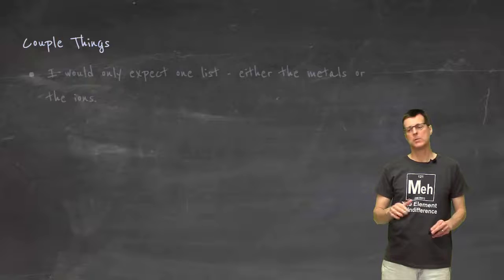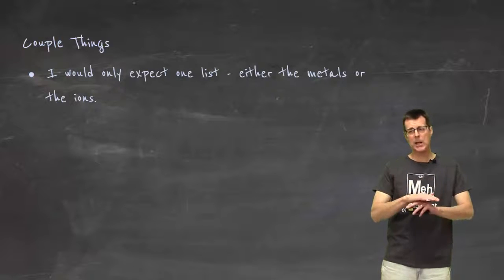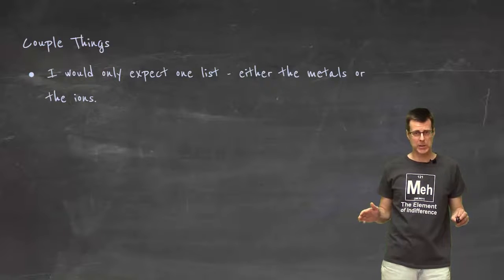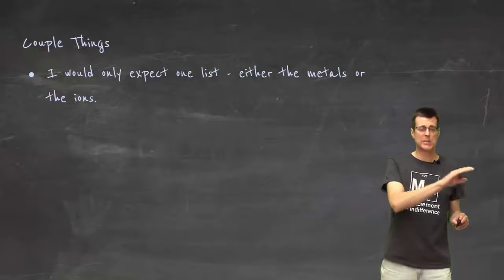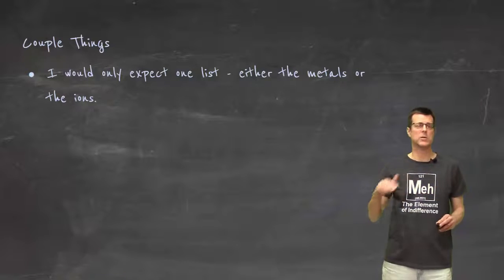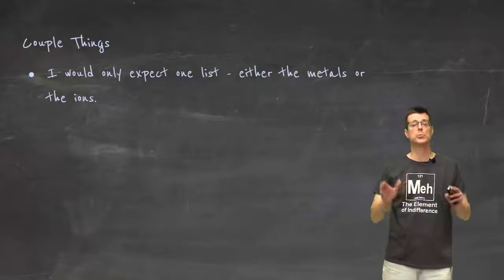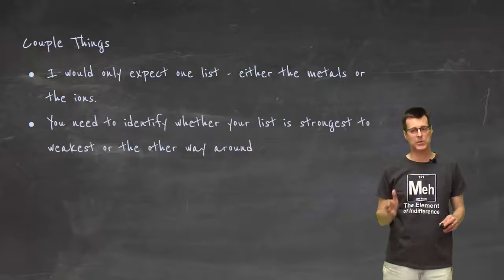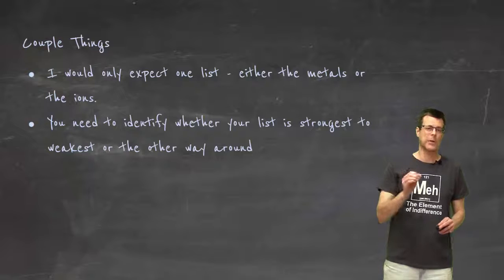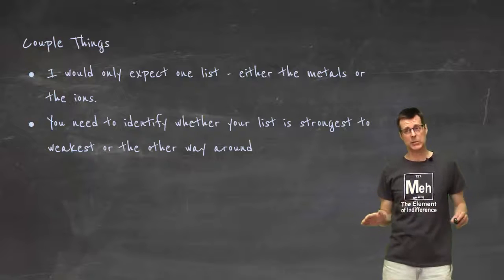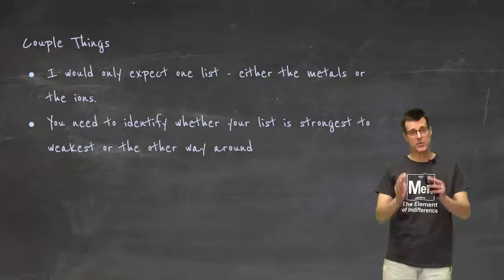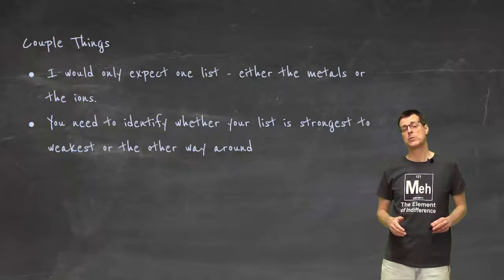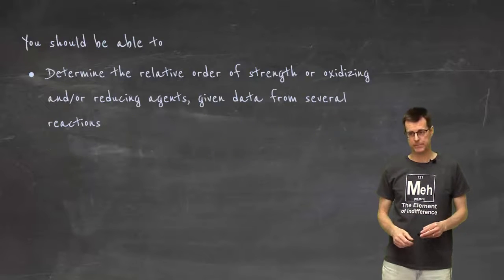Okay, a couple things before we go. Number one is that I would only expect the one list, and I wouldn't care if you gave me strongest to weakest or weakest to strongest, oxidizing agent, reducing agent, you pick, as long as you label what you're doing. If you mislabel it, that's a problem, but as long as you label it and tell me that you know what you're doing, I'll take it.